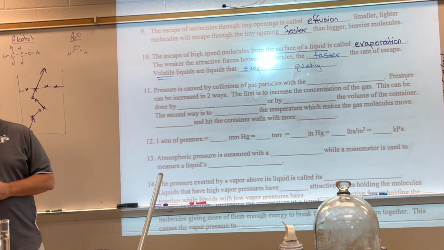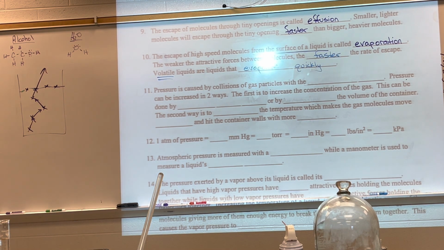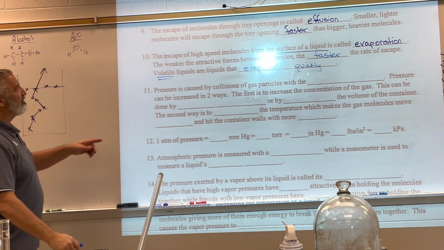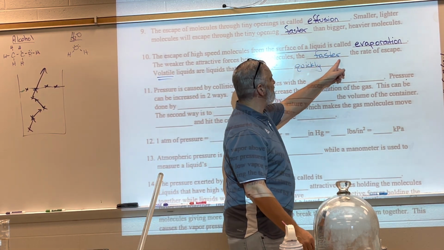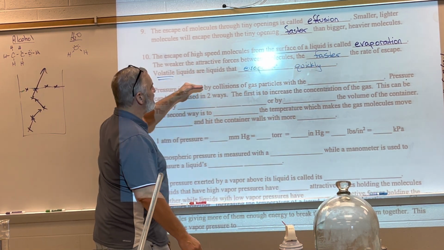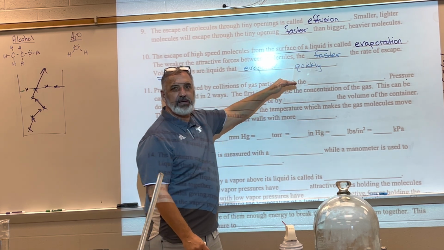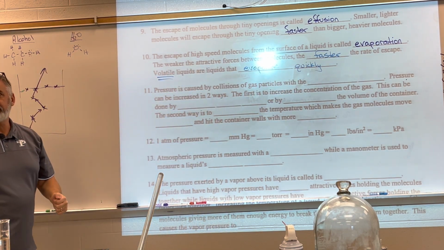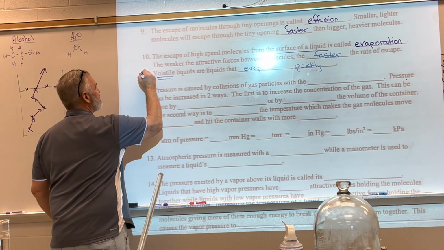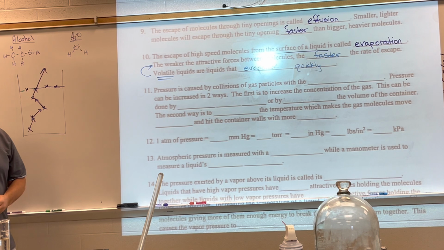Now let's use transitive property. I've taught you some calculus. Now let's go back to Algebra 1 or pre-algebra or wherever you learned this. The transitive property of math. A reacts with B reacts with C, therefore by transitive property, A reacts with C. Right? So, the weaker the attractive forces between molecules, the faster the rate of escape, and volatile liquids evaporate quickly, what does that mean about the attractive forces of volatile liquids? They're weak attractive forces. It all makes sense.